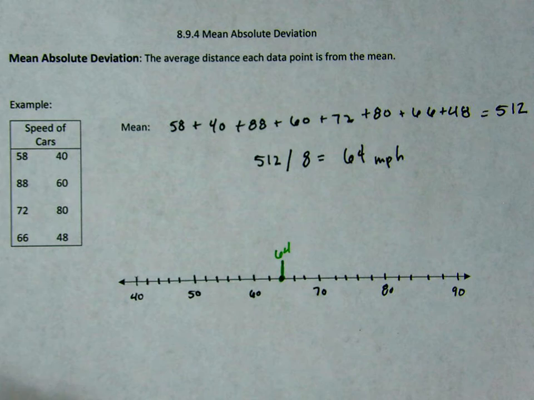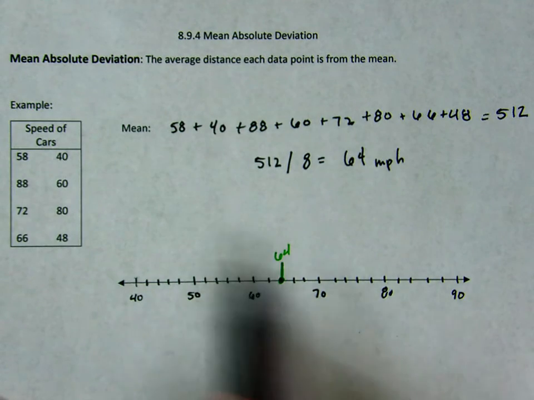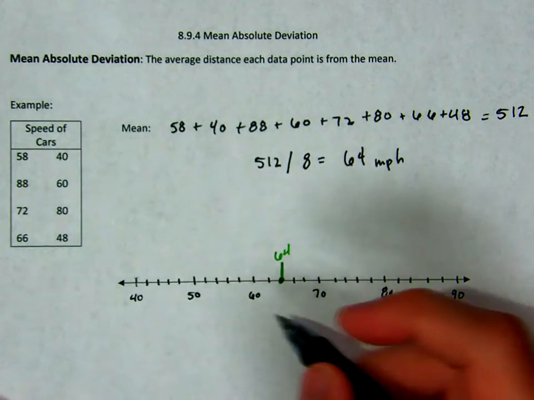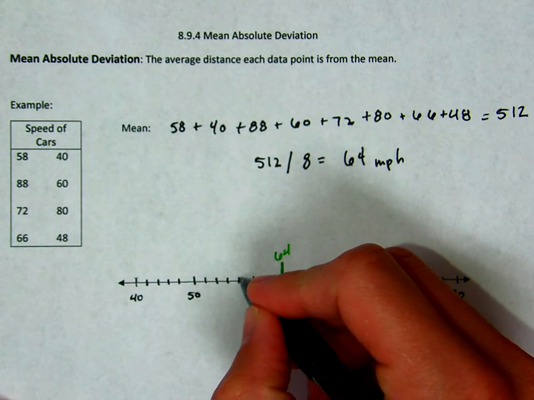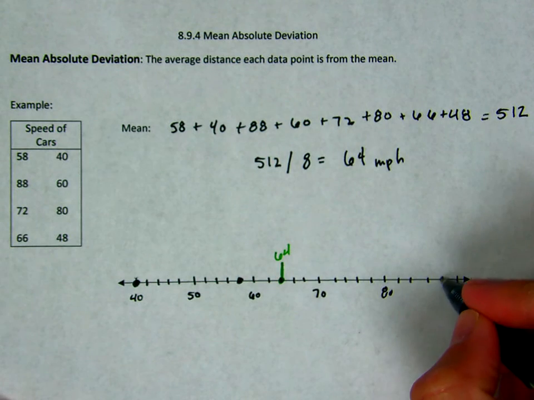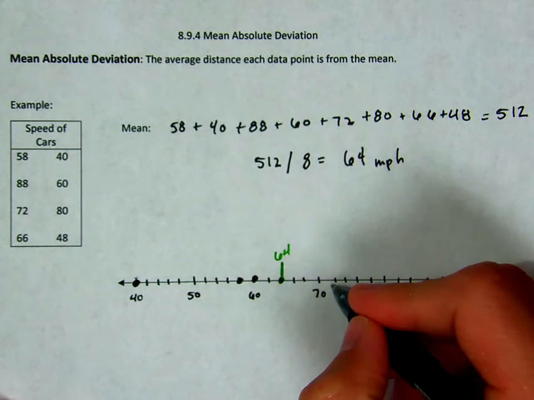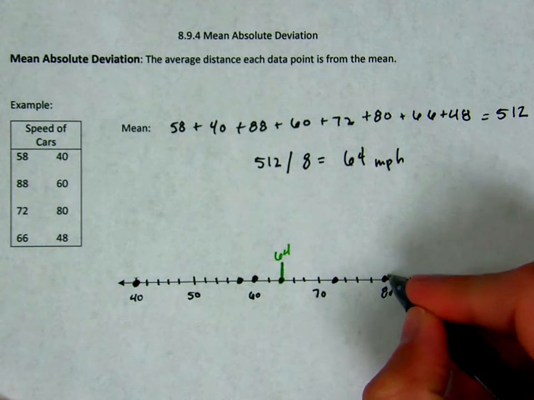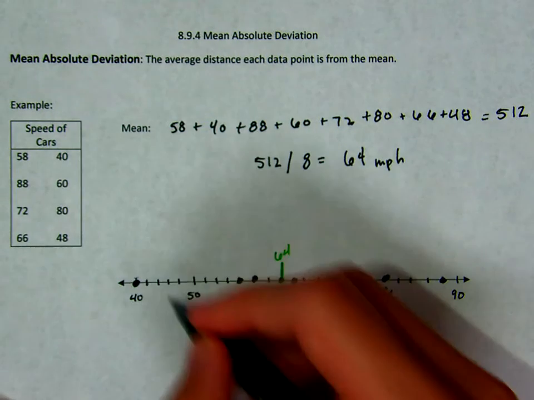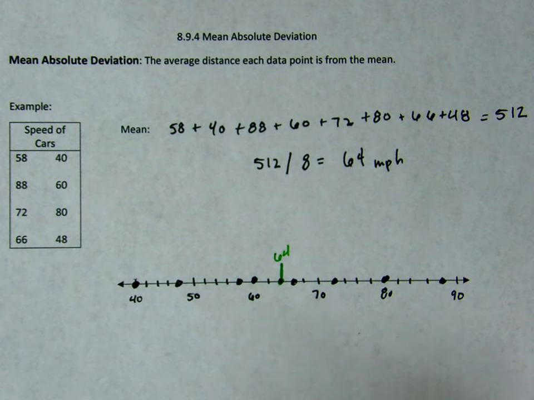Alright, so now I'm going to plot every point that we have in our chart on our line. So 58, 40, 88, 60, 72, 80, 66, and 48. Alright, every point is plotted.